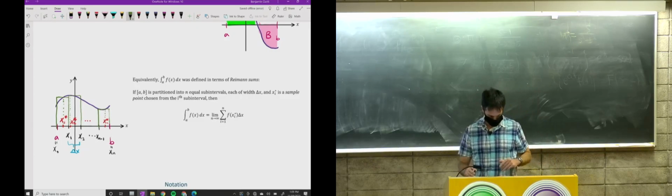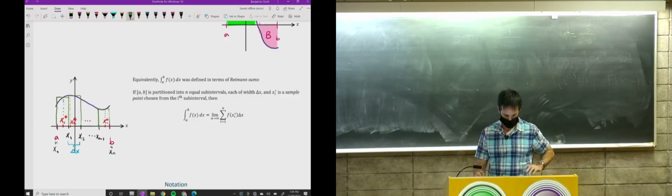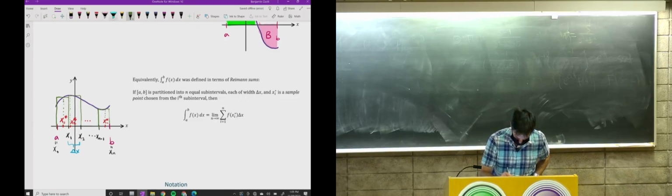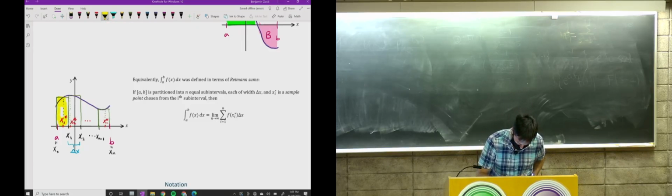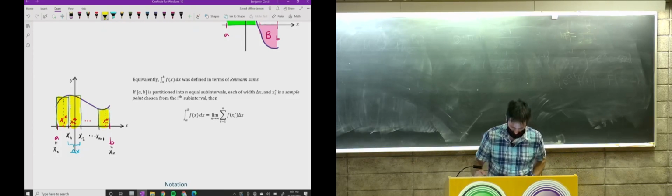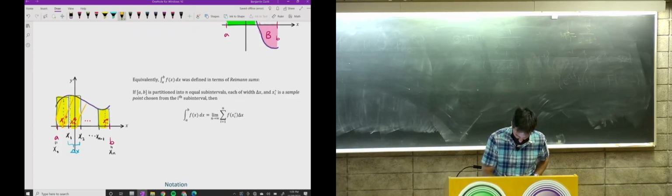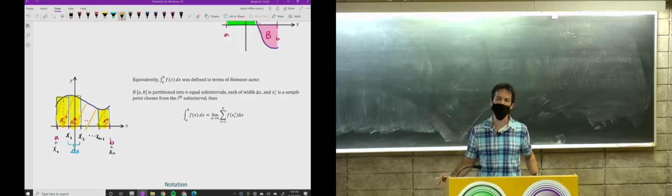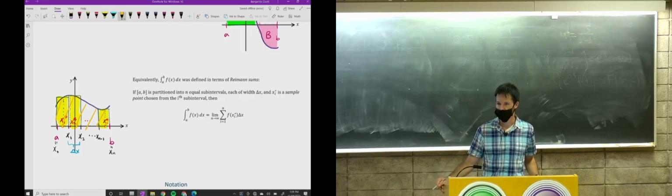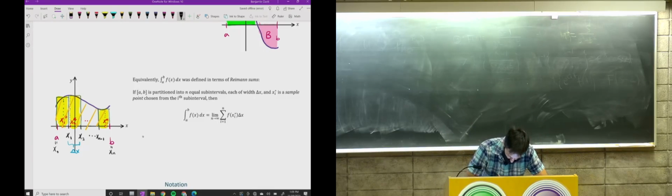Okay, so we now have n rectangles, and when you add up the area of the n rectangles, it should approximate the area underneath the curve. Right? Like this area plus the area of this rectangle plus the area of that one plus the other ones that I didn't draw should be close to the area underneath the curve. We would call the sum of the areas of those rectangles a Riemann sum. So here's a Riemann sum.